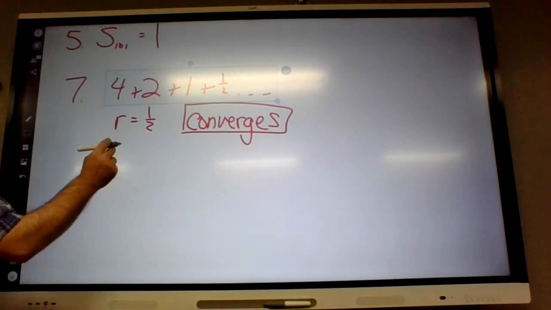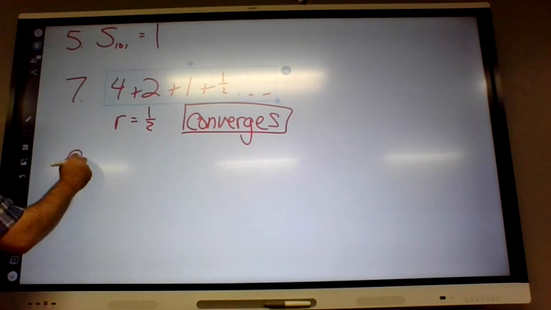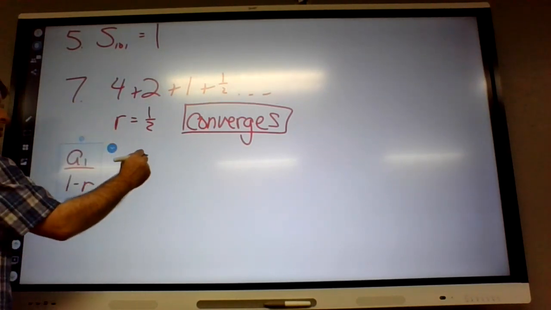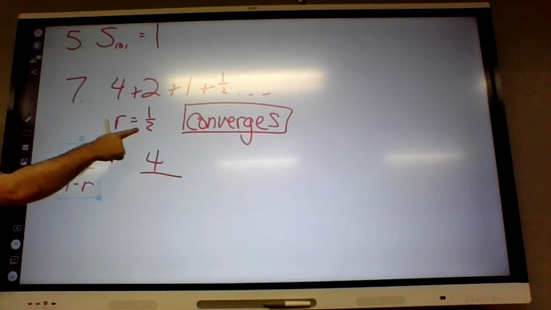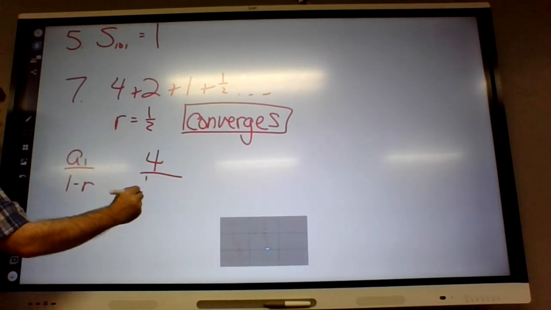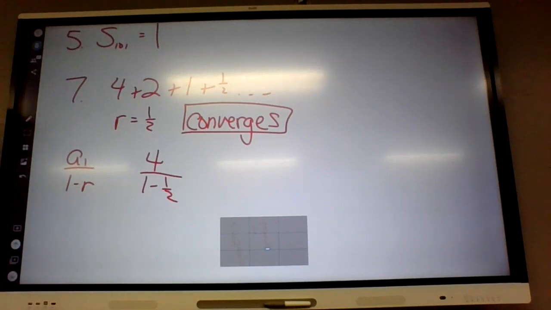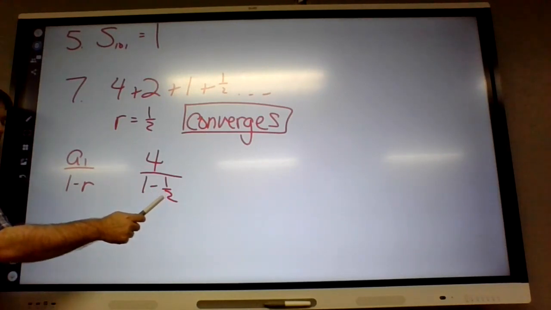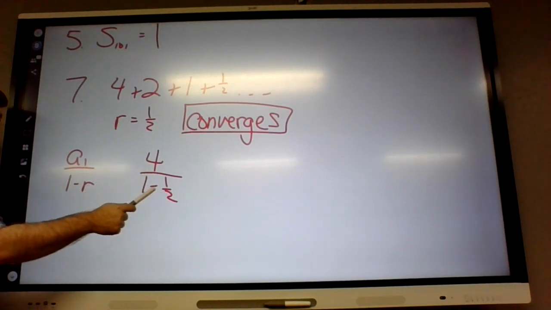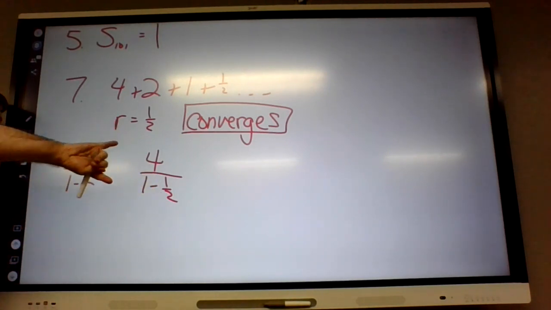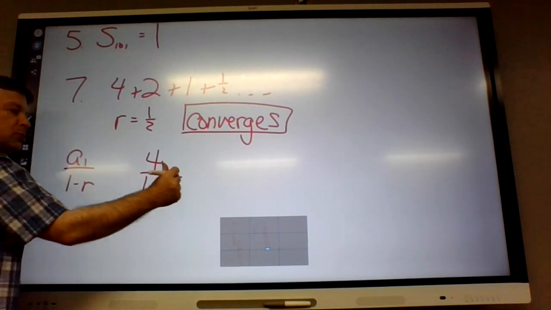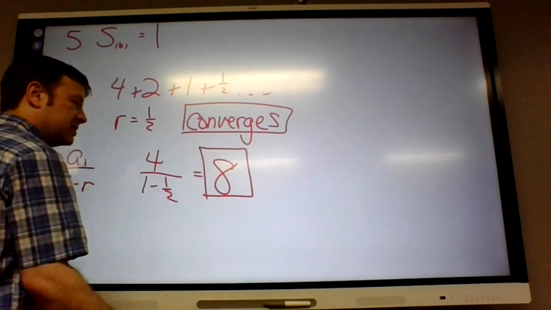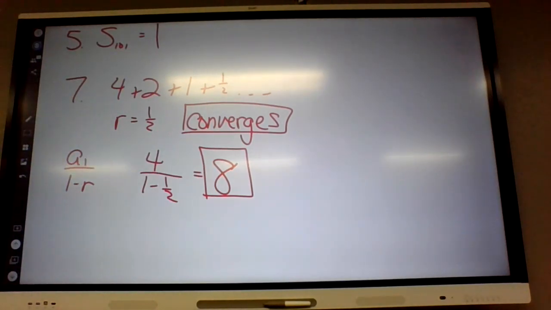All right, so the formula, really basic. It's a sub 1 over 1 minus r. So a sub 1 is 4, the first term, and we just talked about the common ratio being 1/2, so it's 4 divided by 1 minus 1/2. 1 minus 1/2 is 1/2. 4 divided by 1/2, to divide a fraction, you flip and multiply, so it's 4 times 2. So the sum that it approaches is 8.